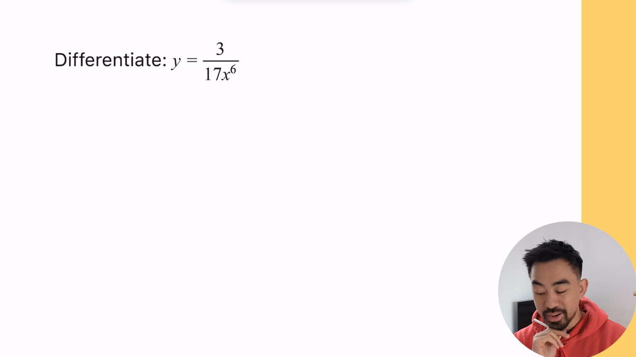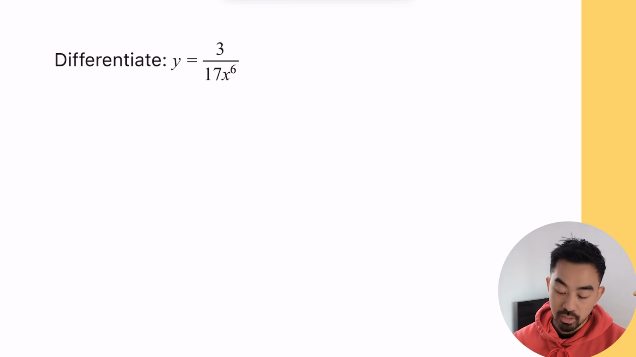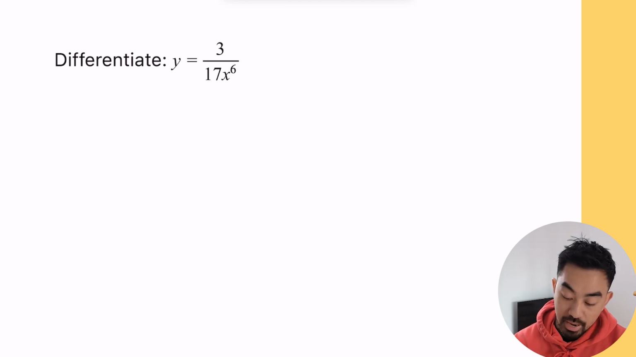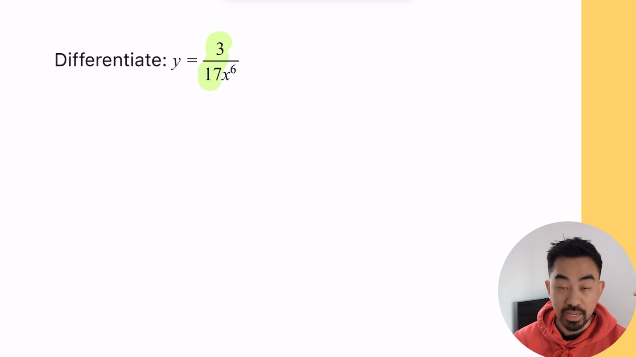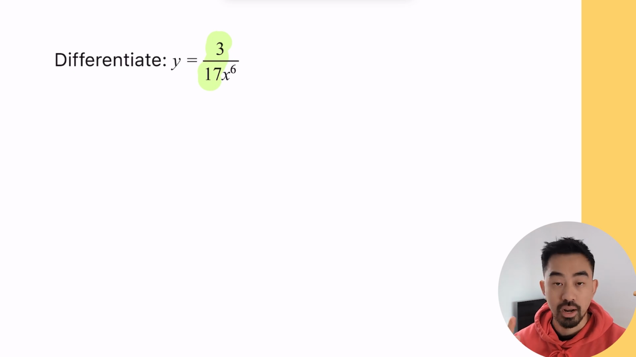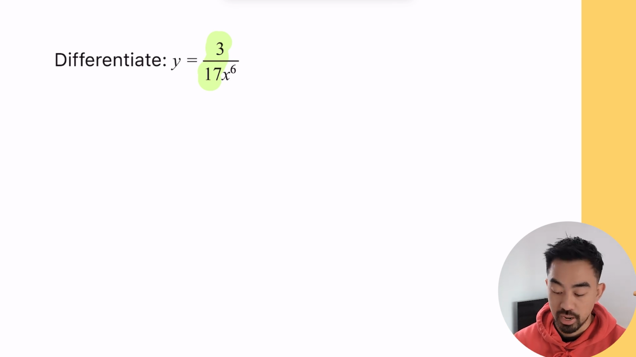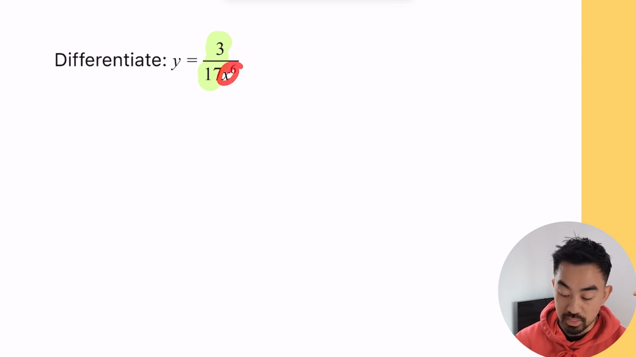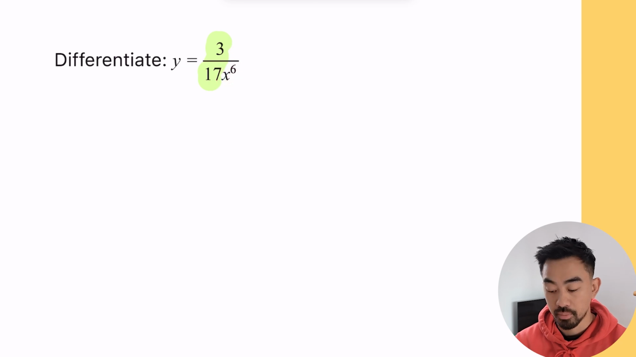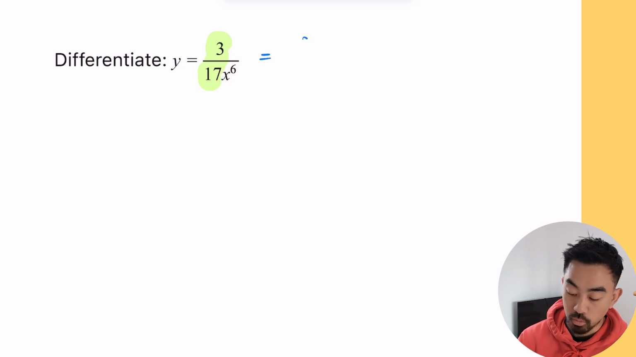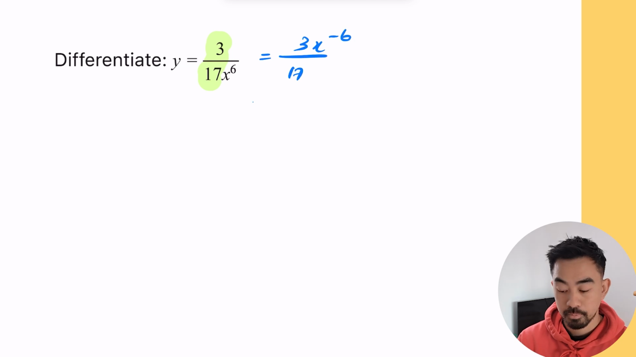All right, let's do this example. Y is equal to 3 over 17x to the power of minus 6. So personally, I just like to imagine this bit here, that's just a constant, okay? It's just a number. So you don't need to do anything with it necessarily for now. All we really care about is moving this x to the 6 up to the numerator. So rewriting that will be 3 over 17x to the power of minus 6.